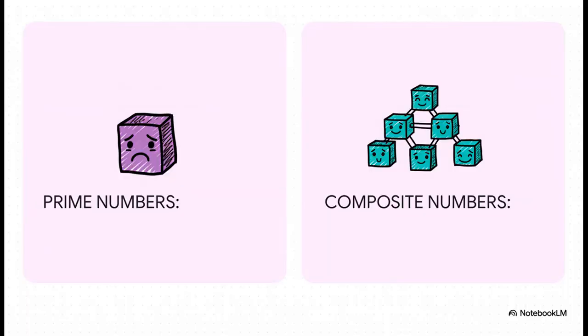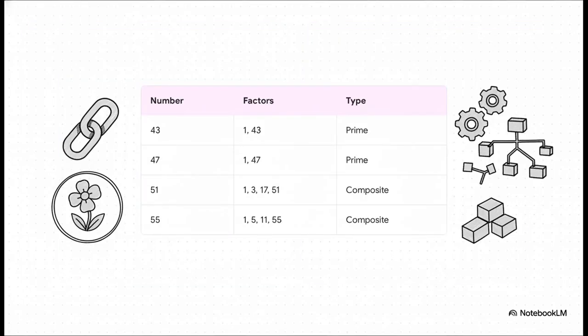So once you get factors, you start to see that all numbers fall into one of two main categories. You have prime numbers. They're kind of the lonely ones. They only have two factors, 1 and themselves. And then you have composite numbers, which are more social. They have more than two factors. This distinction is huge. It's actually the foundation of modern cryptography, the science that keeps all of our digital information secure.